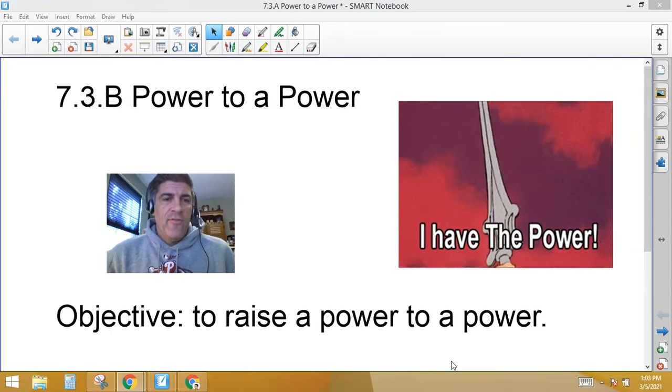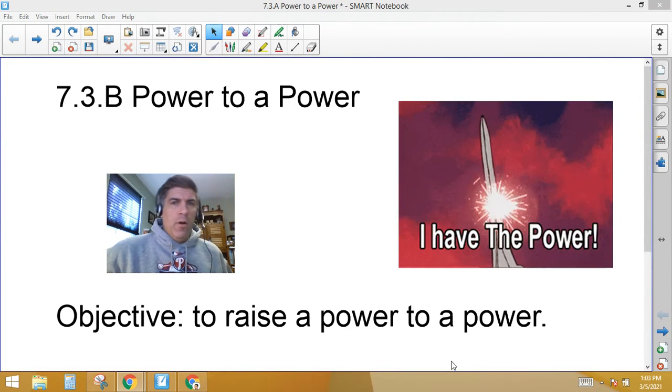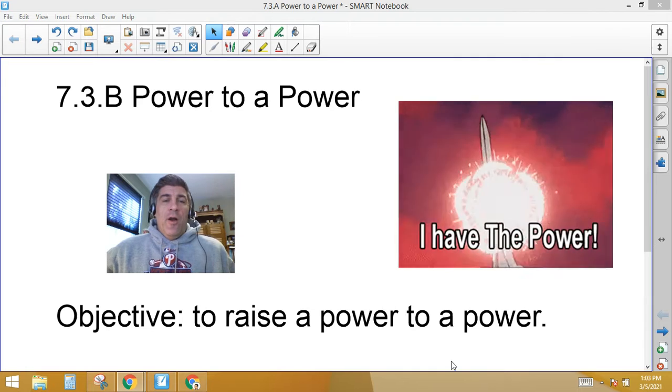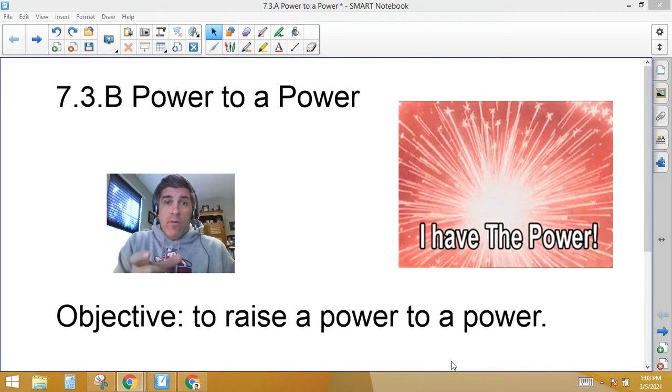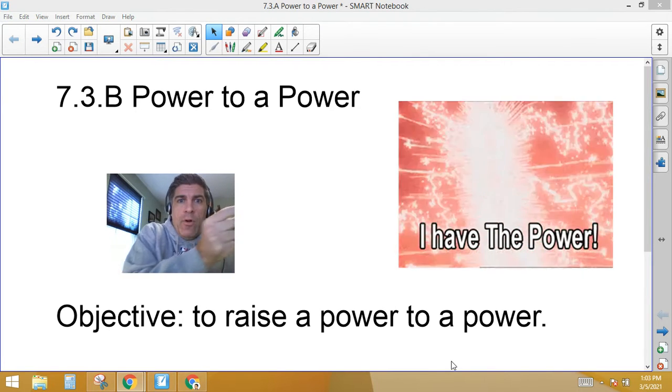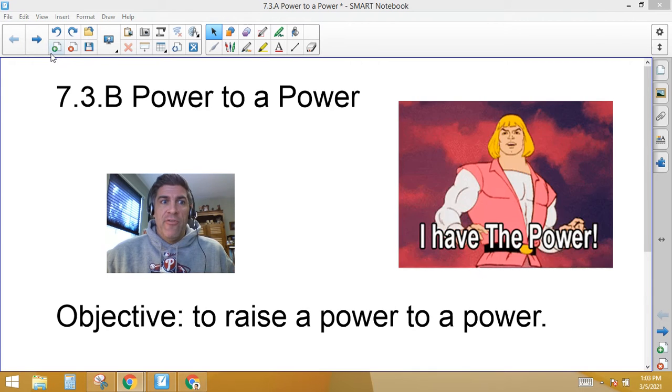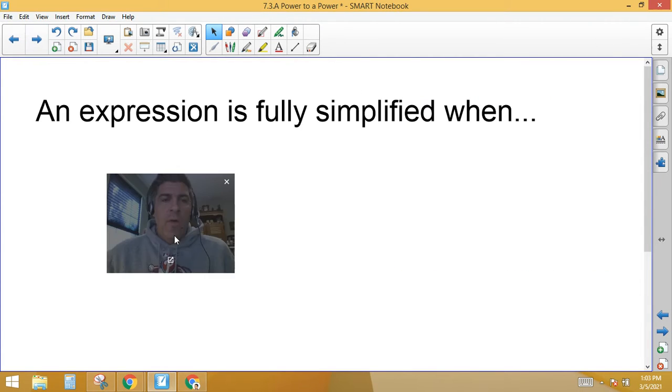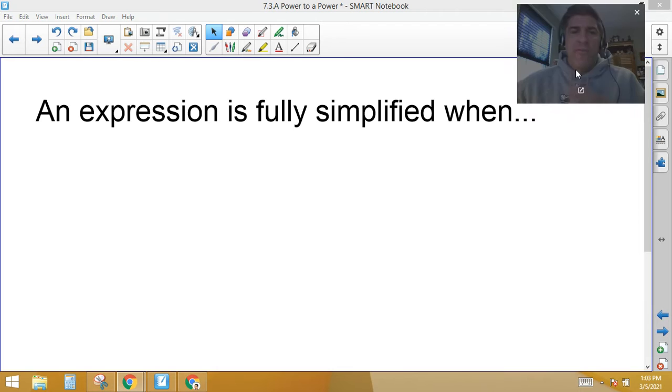Hey guys, on to 7.3b, power to a power. Our objective here is when we're going to raise a power to another power. Pretty crazy. Before we do that though, this is when we know we have successfully, fully simplified an expression.